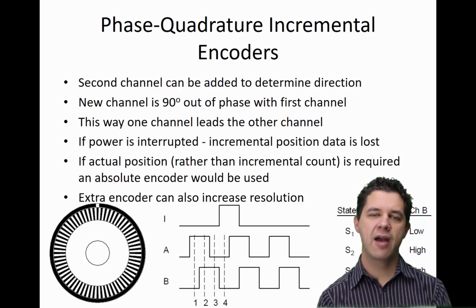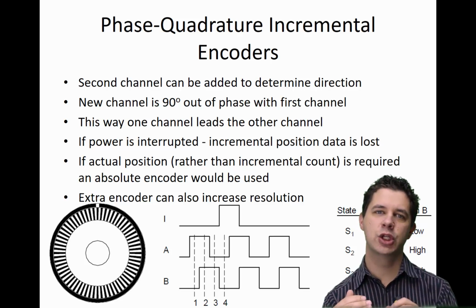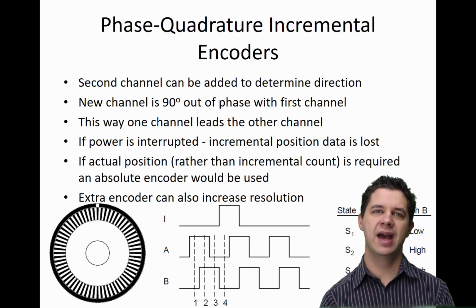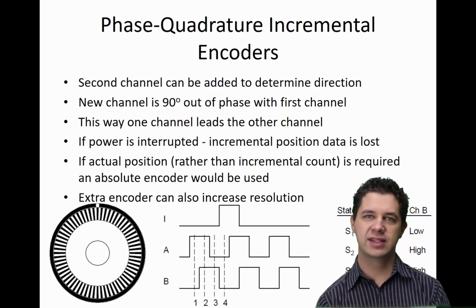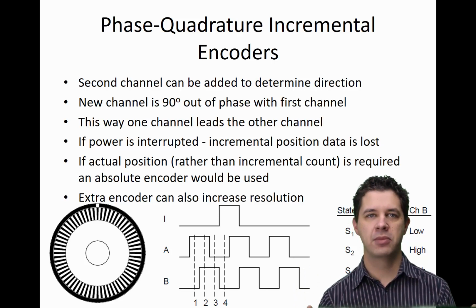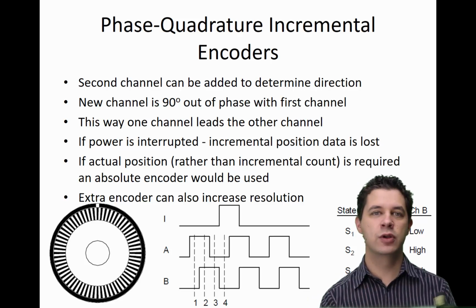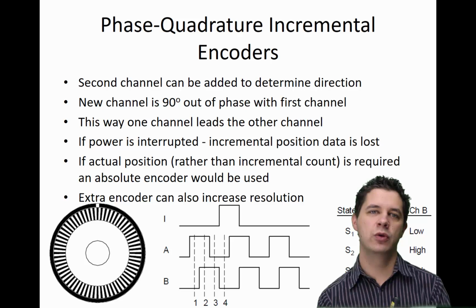That way we have what we see there with A and B. We have one channel and a second channel, and depending on what direction we're moving in, one channel will lead the other channel. One of the issues though with this incremental positioning is that if power is lost to the device, we have no idea where we are. And if power is lost and the device moves, we still have no idea where we are. We have no idea how many increments we've moved in between.